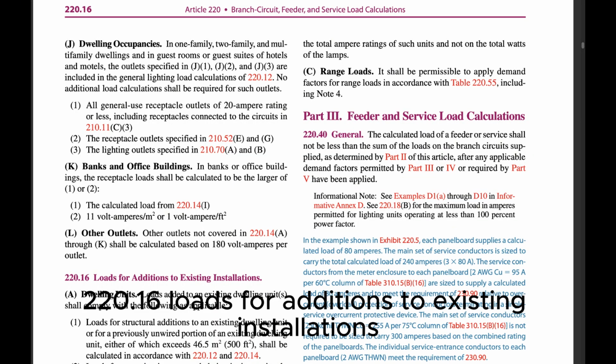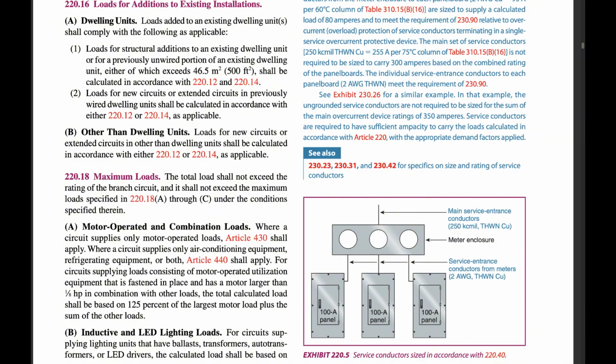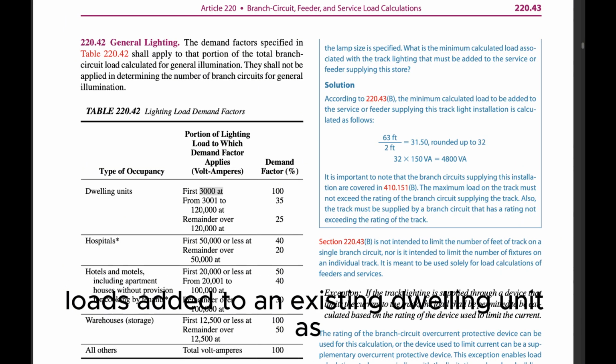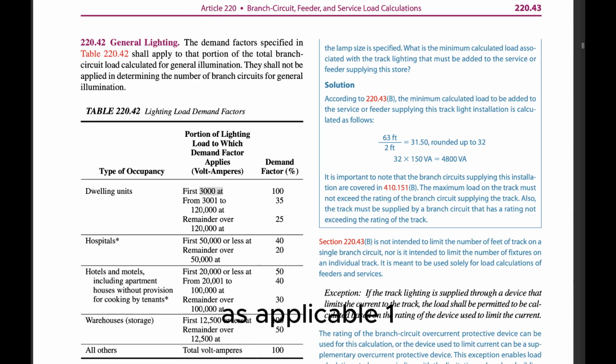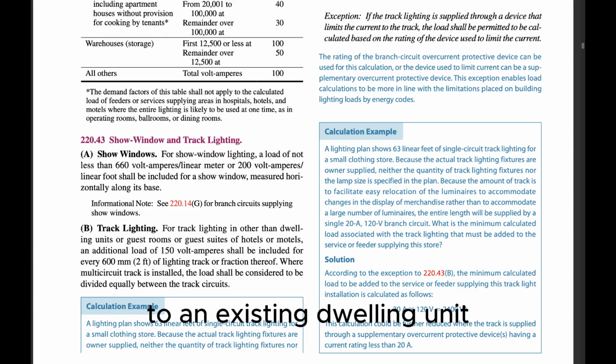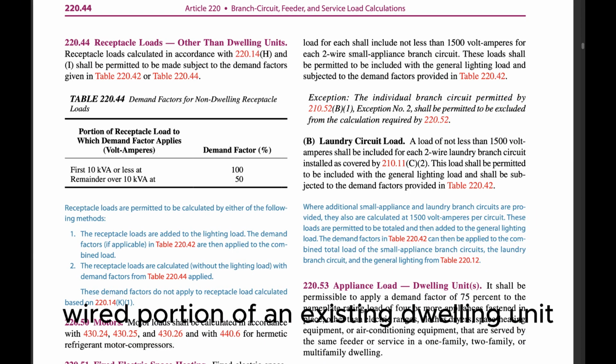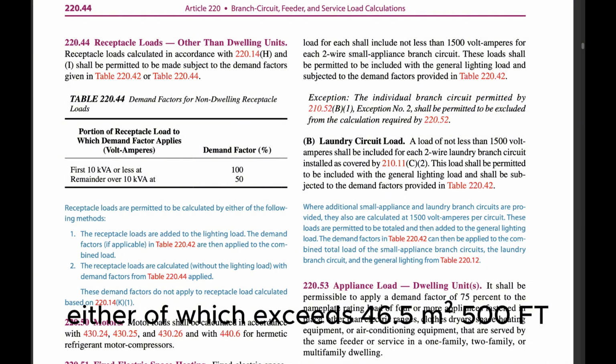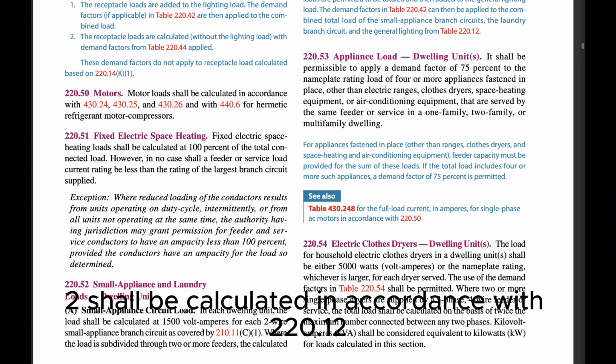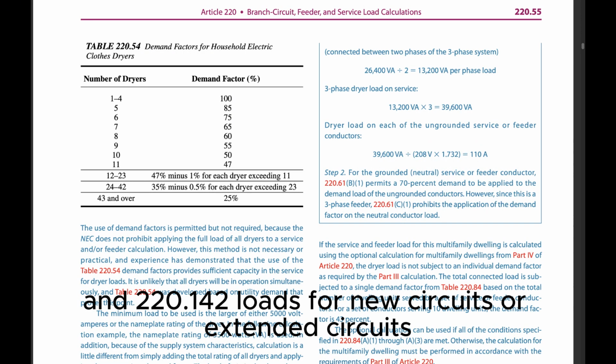220.16 Loads for additions to existing installations. A. Dwelling units. Loads added to an existing dwelling unit(s) shall comply with the following as applicable. 1. Loads for structural additions to an existing dwelling unit or for a previously unwired portion of an existing dwelling unit, either of which exceeds 46.5 square meters (500 ft²), shall be calculated in accordance with 220.12 and 220.14.